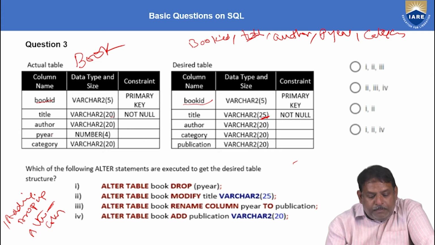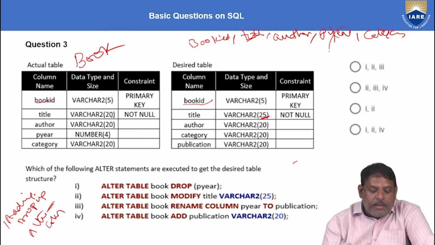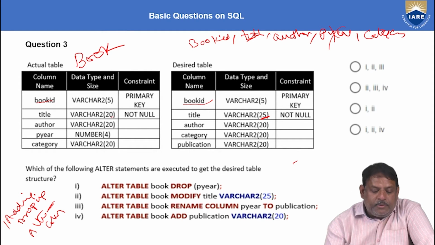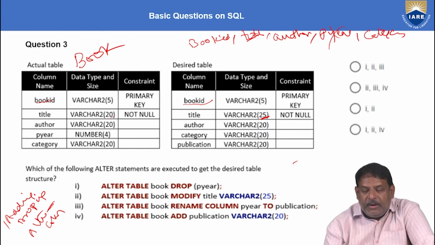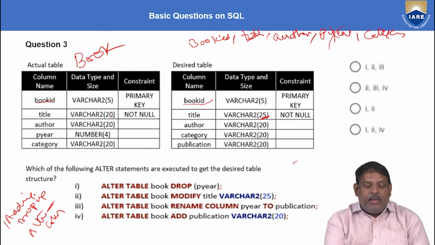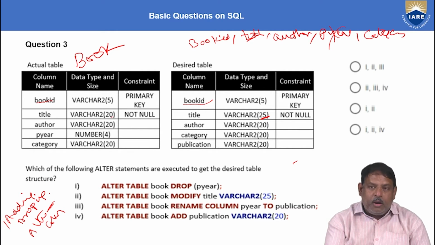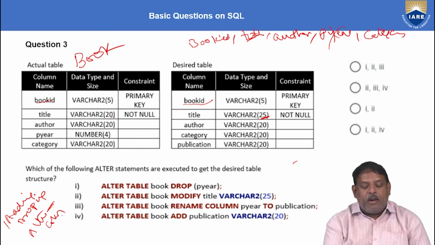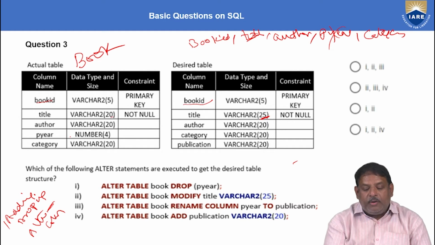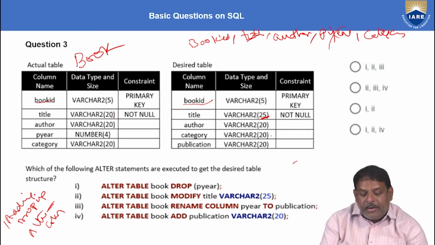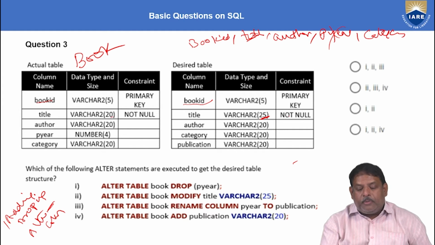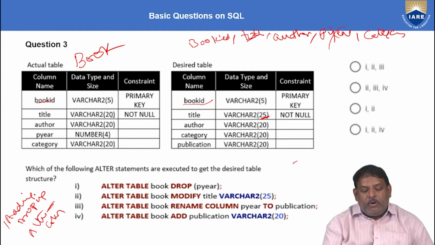Okay, next, year is there in the original table, but year is not there in the desired table. So we need to drop this column. See, alter can be done on 3 conditions, right? The first condition is adding a new column, dropping a column, and altering an existing column. So P year is not there in the desired table, so P year has to be dropped.